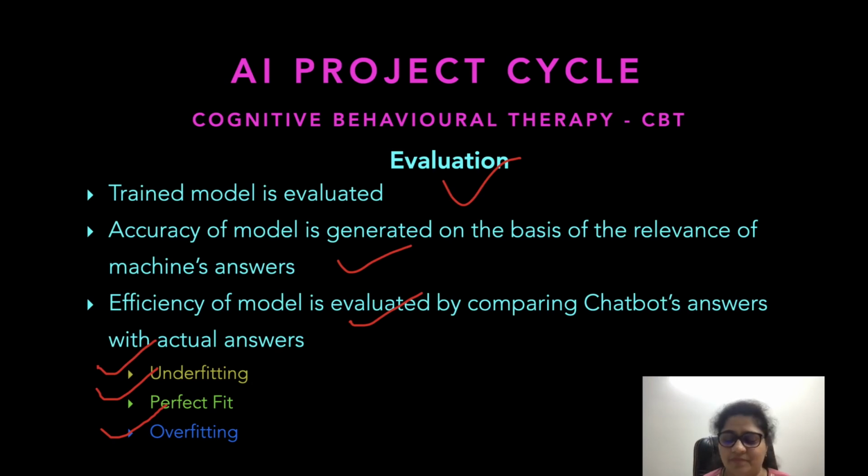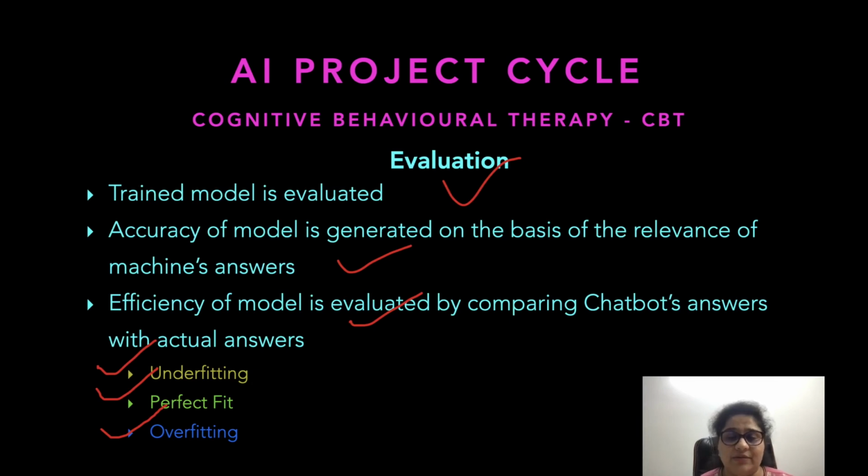Think about it. Okay, what should be perfect fit and then overfitting? I hope by this time you should be able to guess, right? Name itself indicates, isn't it? What is underfitting? Where the machine's answers are very less accurate or less close to the actual answers. Those models are called underfitting models. That means they need improvement.